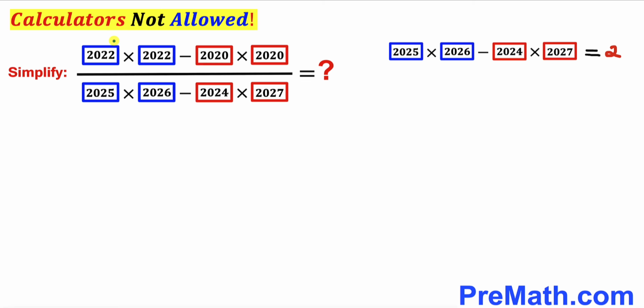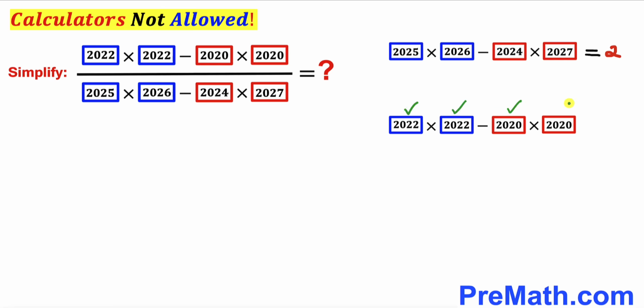And here's our next step. Now we are going to focus on this numerator part. And here I have copied down the numerator part. We got 2022 times 2022 minus 2020 times 2020. And here we can see these are identical numbers, and likewise these are identical numbers as well. If I label this number as lowercase a, then this has got to be lowercase a. And if I label this one as lowercase b, then this is going to be lowercase b as well.